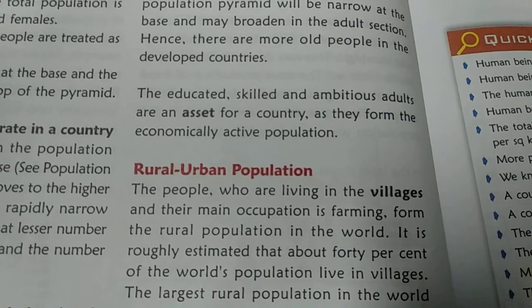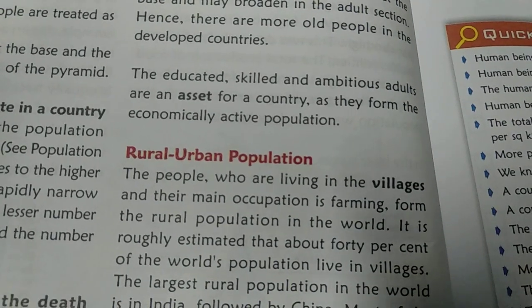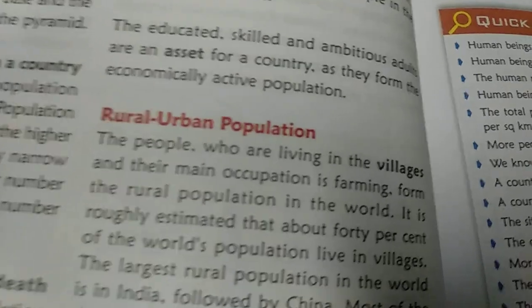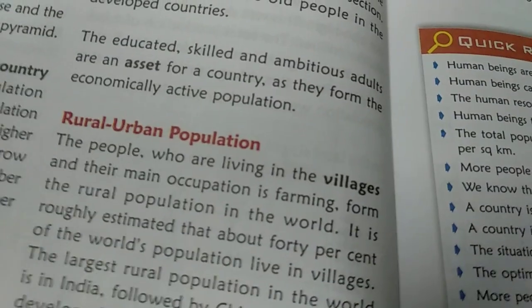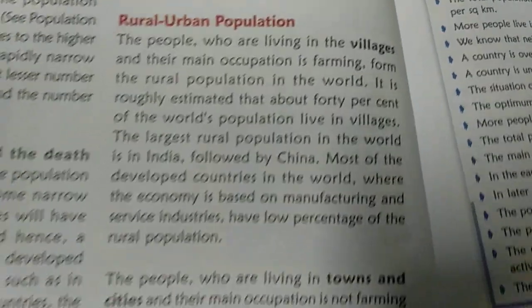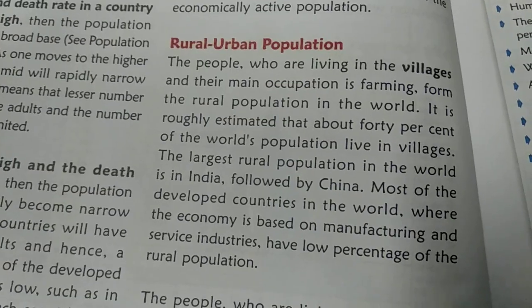So next is rural and urban population. People who are living in the village and whose main occupation is farming form the rural population of the world.